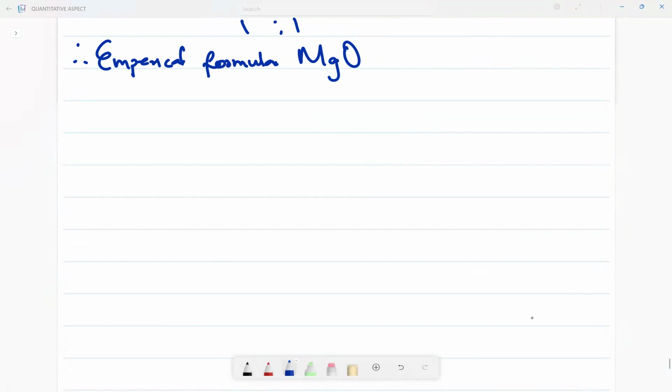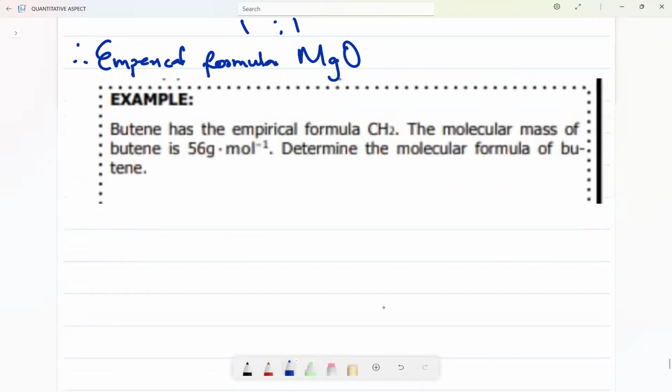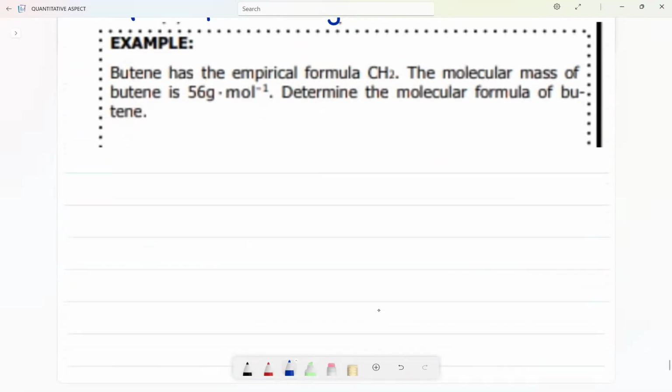Let's have this one before we go to the one that they asked in an exam, because the question I'm coming with is similar. They come from an exam, just in the form of examples. It says butene has an empirical formula of CH2. The molecular mass of butene is 56 grams per mole. Determine the molecular formula of butene.